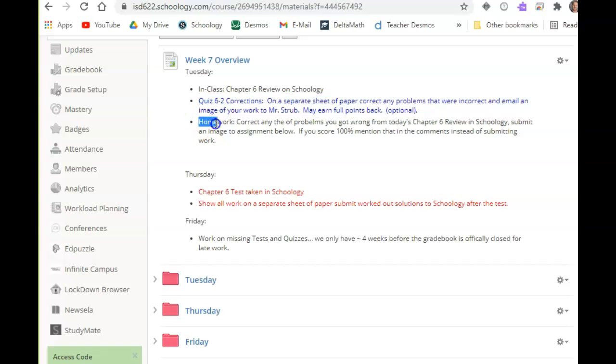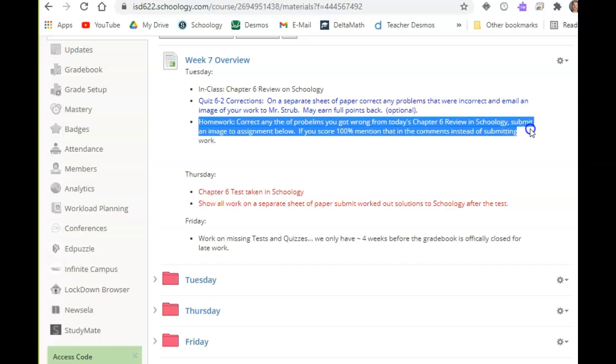The homework for tonight, then, is to correct any of the problems that you got wrong on today's Chapter 6 review and submit an image of your work to the assignment below. That's in the Tuesday folder. If you scored 100%, then all you have to do is type a comment. I got them all right, Strub. You can check, and then I'll go on and check in there.